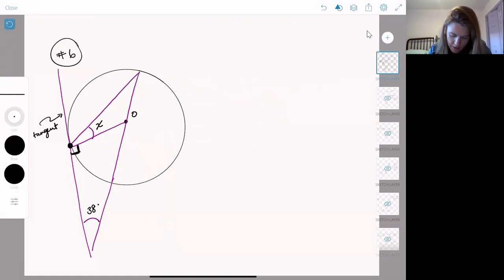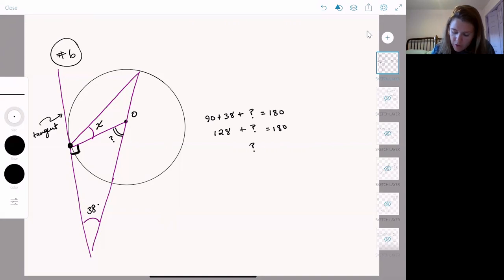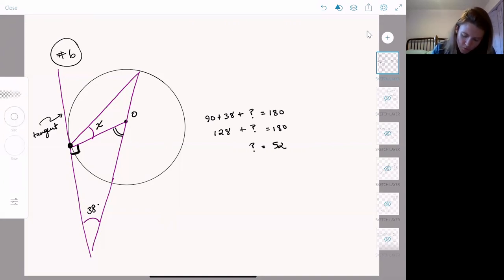Okay, so now that's the right angle. I can come up with this angle right here because I know that 90 plus 38 plus that question mark there is going to equal 180. That'd be 128. And so that question mark angle is going to be 52.